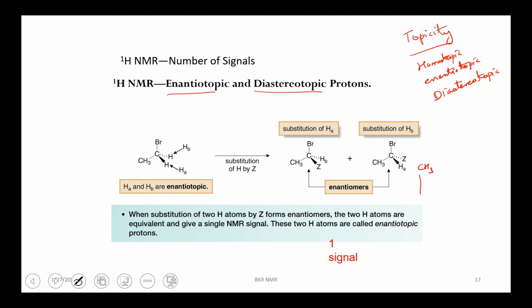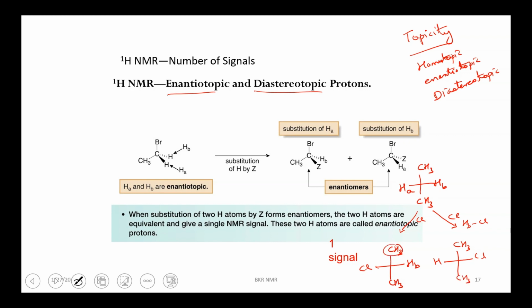Suppose I take this particular molecule, hydrogen A, hydrogen B, and CH3. I'm questioning you: what about the topicity of this HA and HB? What you can do is exchange them with a ligand, Cl, suppose. So I can replace them one by one with Cl. If I replace Ha by Cl, I'll be having CH3, Cl, Hb, CH3. And when I replace Hb by Cl, I'll be having CH3, HCl, CH3.